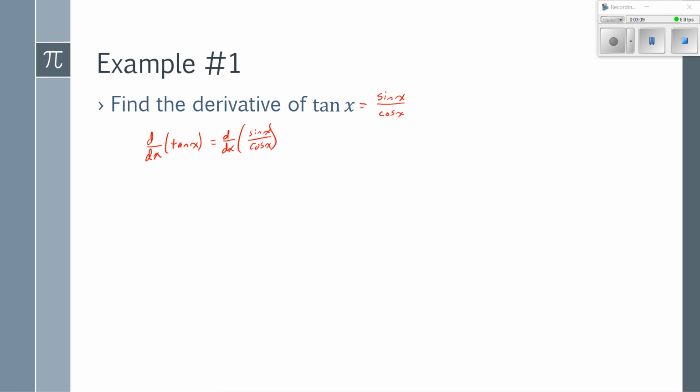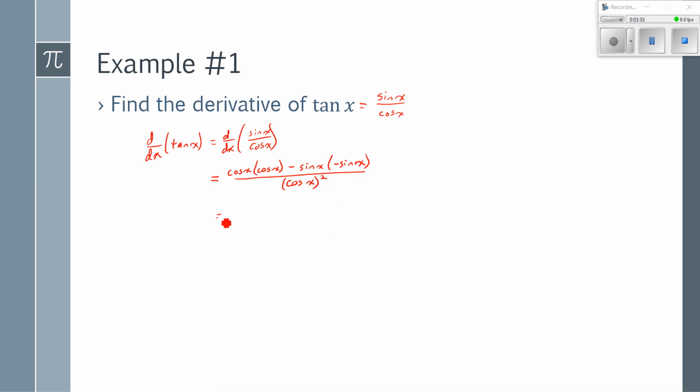So please note, sine and cosine are functions themselves. I'm dividing them. This means I need to do quotient rule. So I'm doing bottom times the derivative of top minus the top times the derivative of the bottom all over the bottom squared.